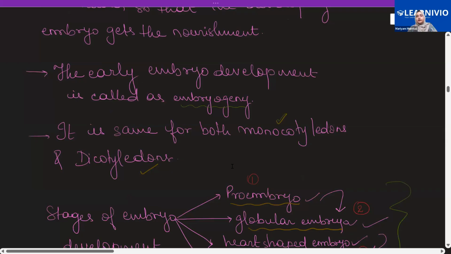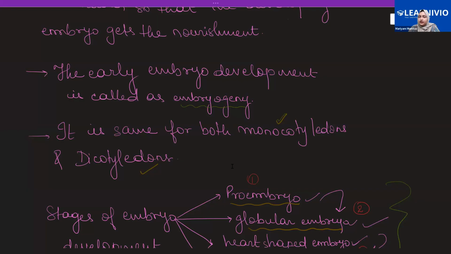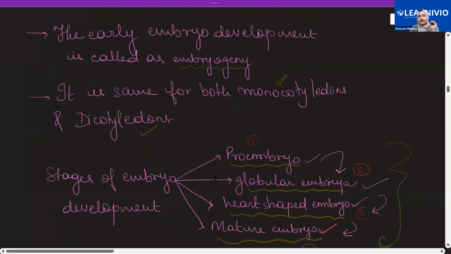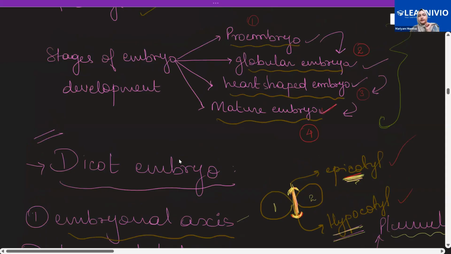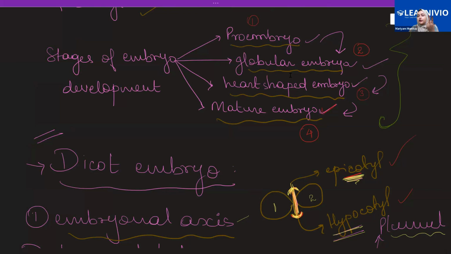Now, the early embryo development is called embryogeny. Geny means genesis, the formation. The embryogeny, or the embryo development, is the same in most cases for both monocot and dicot plants. And it goes through a variety of stages, for example proembryo, globular embryo, heart-shaped embryo, and then ultimately the mature embryo. So the embryo undergoes these various stages.